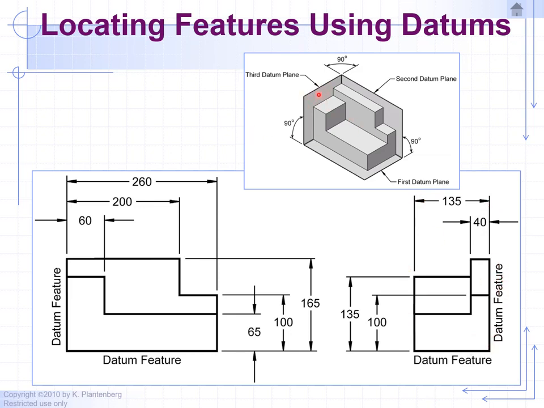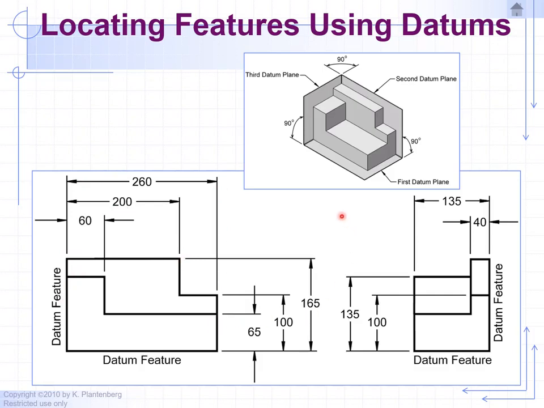And we also have our third datum. So in the front view, we're going to dimension from left to right because the left side has more surface area than the right side. So we're going to dimension left to right, 60, left to right, 200, left to right, 260. So that's how we dimension.